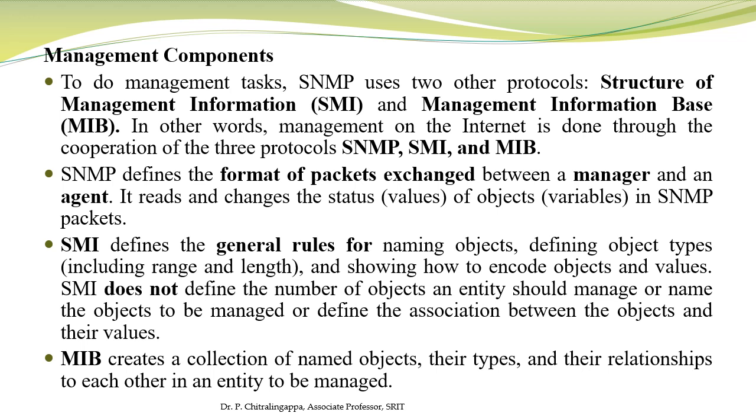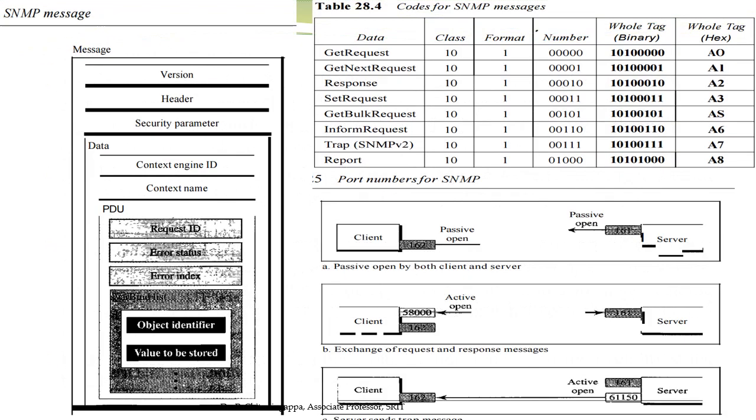The first one is the SMI, structure of management information base. SNMP defines the format of the exchange between manager and agents. So this is how the SNMP message looks: version, header, security parameters, context engine ID, context name, request ID, error status, error index, object identifier, and the value to be stored.